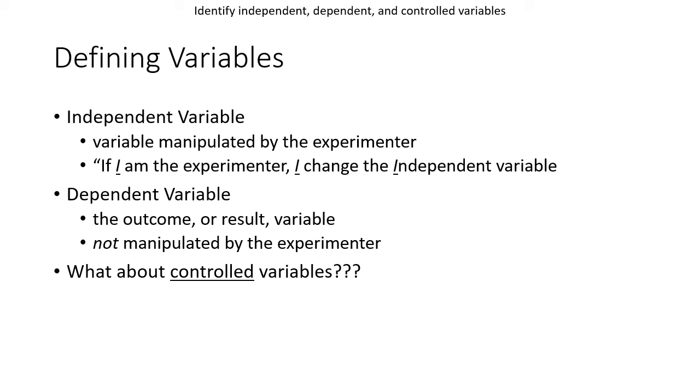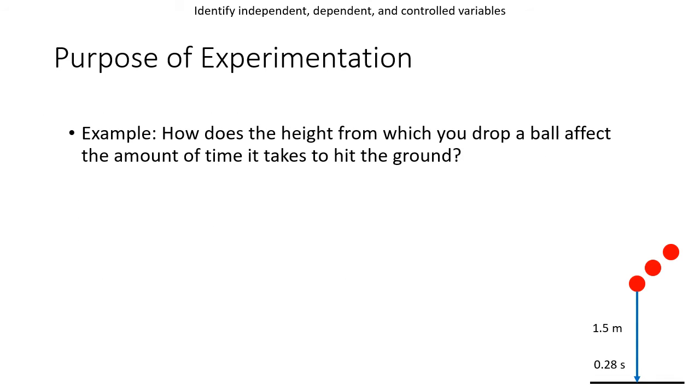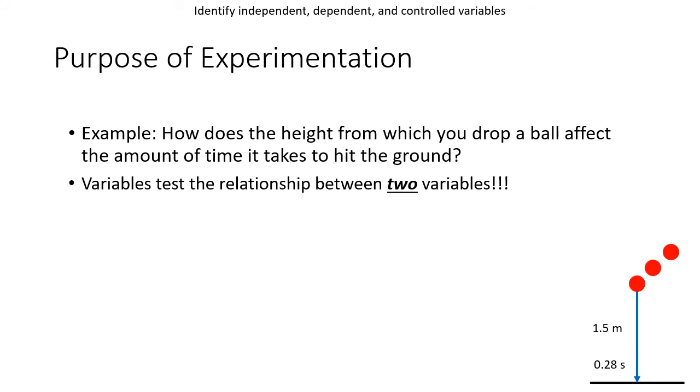That brings up the next question then. What about controlled variables? Because notice our learning target here at the top, we want to identify independent, dependent, and controlled variables. So let's go back to our experiment and see if we can figure out what we're talking about there. So the same experiment we've been talking about, again, we're asking the question, how does the height from which you drop a ball affect the amount of time it takes to hit the ground?